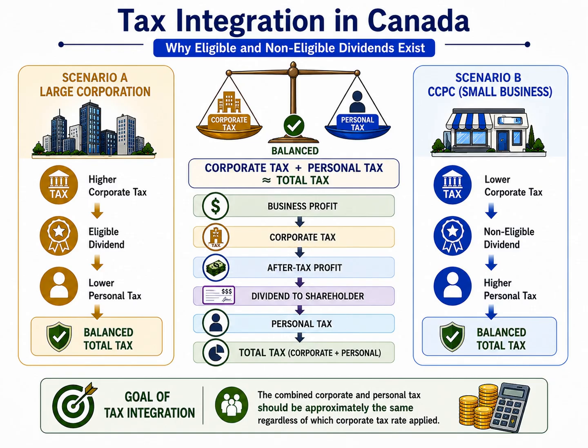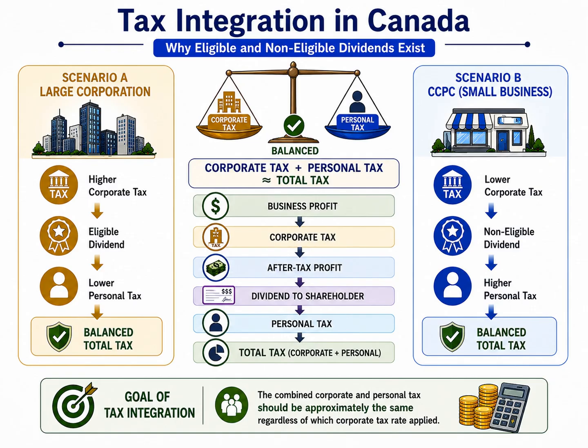That profit is first taxed at the corporate level. If the remaining after-tax profit is later distributed to the shareholder as a dividend, the shareholder also pays personal income tax on that dividend. At first glance, this may seem like the same income is being taxed twice. However, Canada's tax system is specifically designed to prevent excessive double taxation through the use of the dividend tax credit.